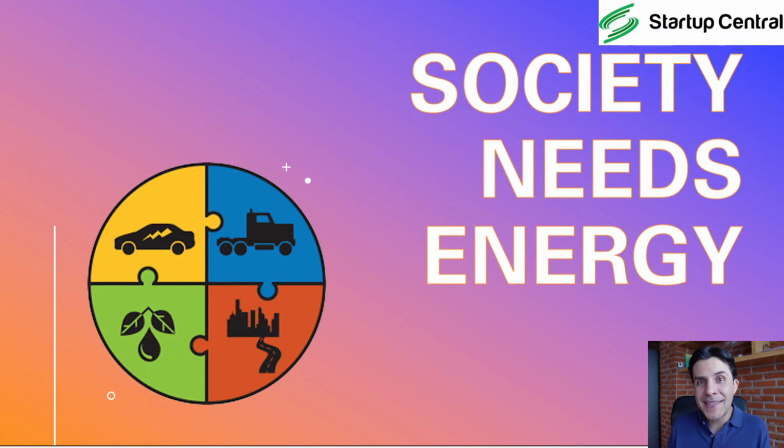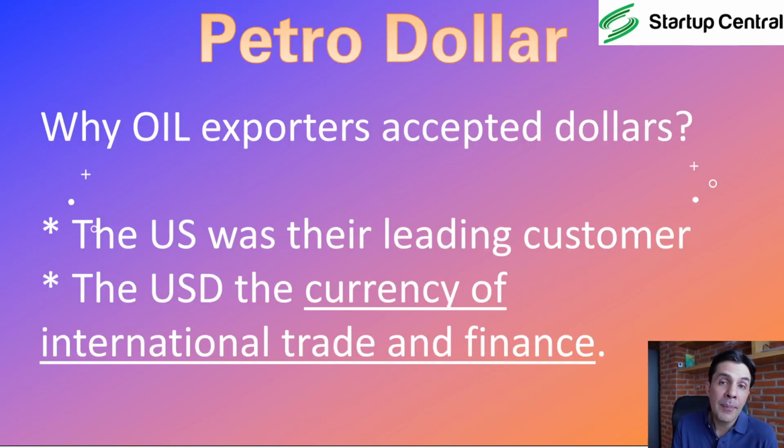Of course, there's the steam engine, but that hasn't been used in decades. And there is electrical energy, but I would say, I don't have the exact percentage, the majority chunk of transport happens with petrol or with oil. So society needs energy, and oil is energy. So why did oil exporters accept dollars?